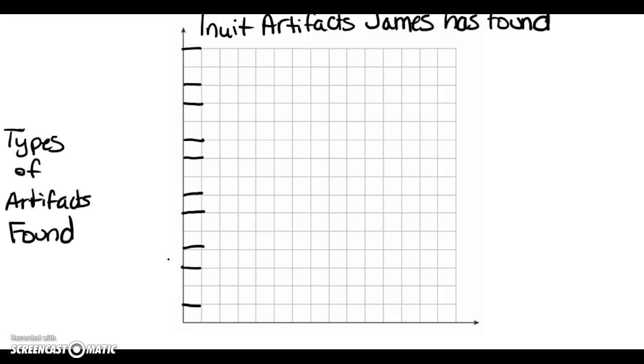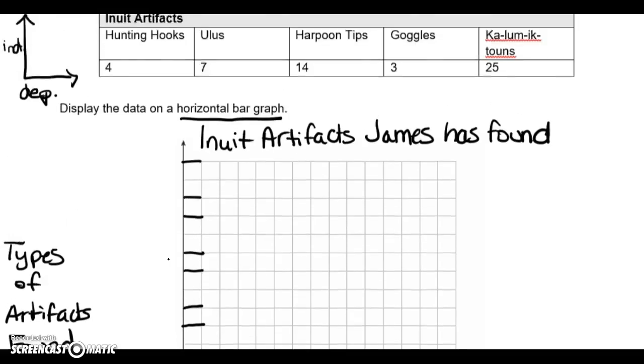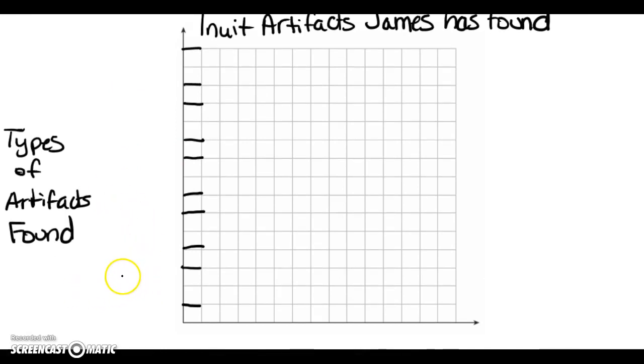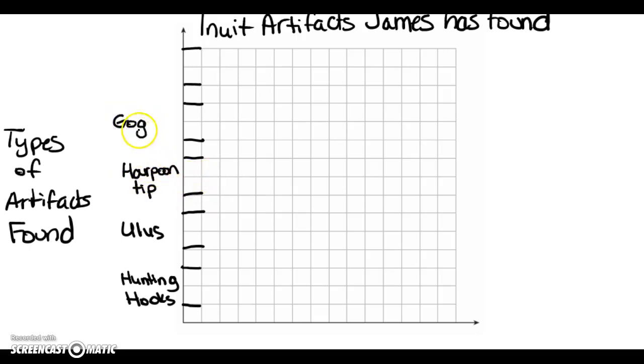So let's go back and label each of those types of artifacts. Looking at our graph here, our first one was the hunting hooks. I'll put that down here on the bottom. So we have hunting hooks. Then our next one was the Olus. Our next one was the harpoon tip. Then we had the goggles. And then we had the Kalamiktuans.